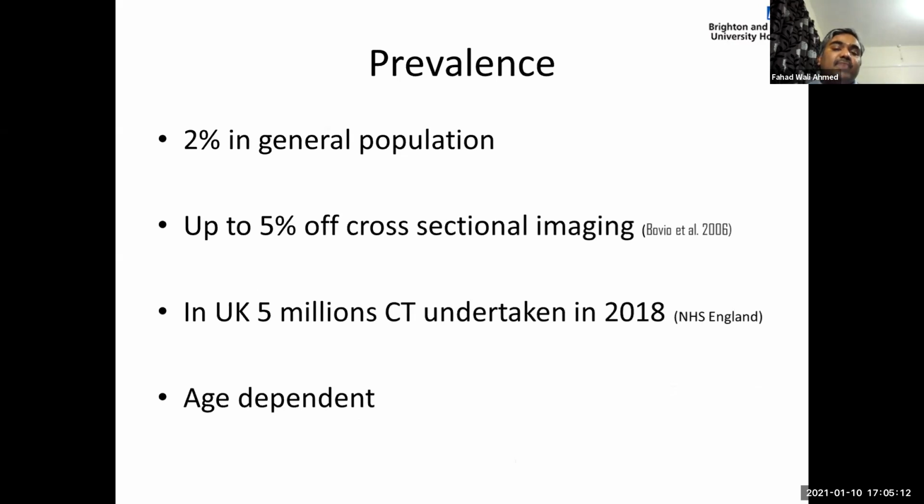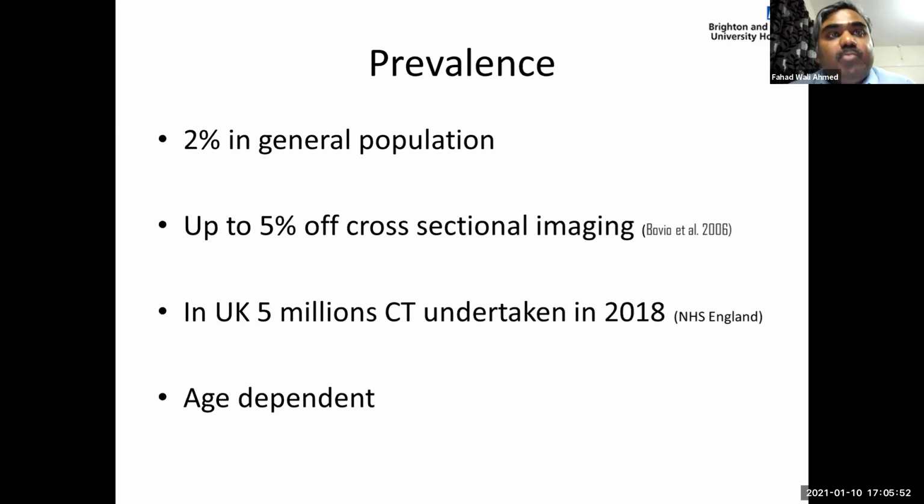The prevalence can vary depending on which series we look at. In general, it is around 2% of the general population. It seemed to be quite low in our clinic initially, but as the numbers of cross-sectional imaging are increasing, we are seeing more and more cases. We can find up to 5% adrenal incidentalomas in any abdominal cross-sectional imaging. In 2018, there were 5 million CTs undertaken of the abdomen which included the adrenal gland. So 5% of that is quite a big number.